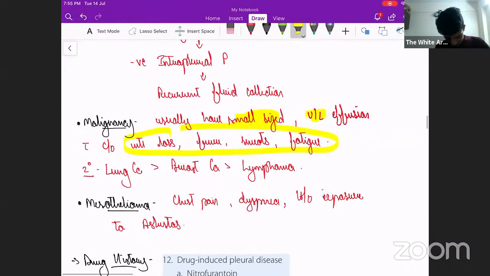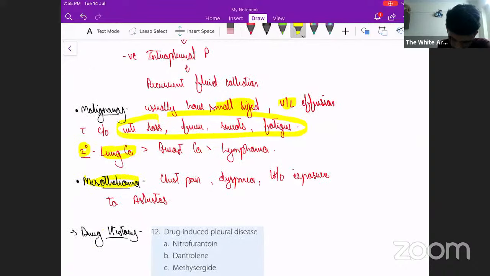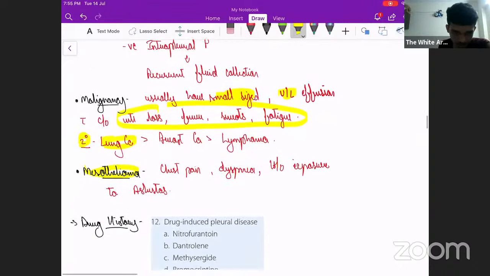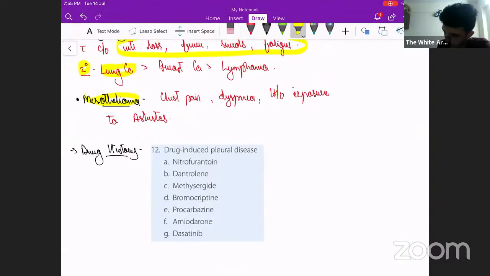Next, what is important in malignancy: if it is secondary malignancy, lung cancer is the most common cause. If it is primary malignancy, then mesothelioma is the most common cause for pleural effusion. That is important. Chest pain, dyspnea, history of exposure to asbestos, all these things will be there. This is drug-induced, same set of drugs, very important to remember. So once again, I'll repeat: nitrofurantoin, dantrolene, methotrexate, bromocriptine, procarbazine, amiodarone, and dasatinib.